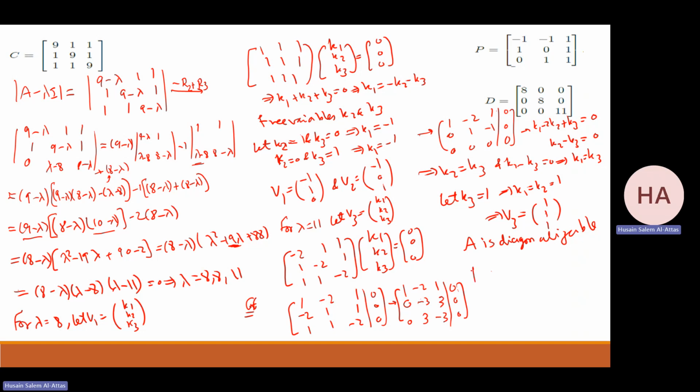And what is D? I listed, start with 8. So it's 8, 8, 11, the rest are zeros. And what is B? Same order. What is B1? 0. Plus 1, 1, 1, 1. That is B, that is D.